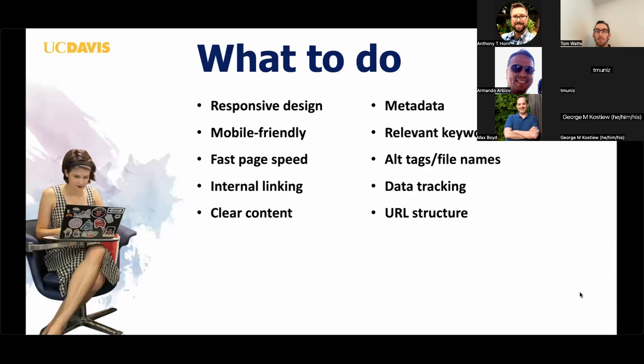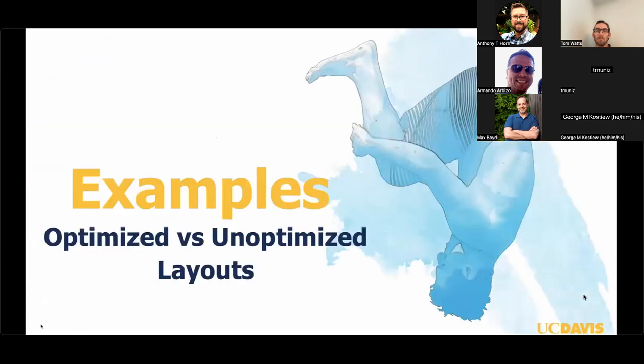You want to have alt tags and file names. That kind of goes along with metadata, but just make sure you have those not just for accessibility, which is extremely important, but so that you have a good user experience in general and so that search engines can categorize your site. You want to have data tracking because you need to know what you're doing right and what you're doing wrong, and you can see that with data. And keep in mind your URL structure and just the structure of your site in general. It should be very clear and easy to navigate. So let's go over some examples of optimized versus unoptimized layouts.